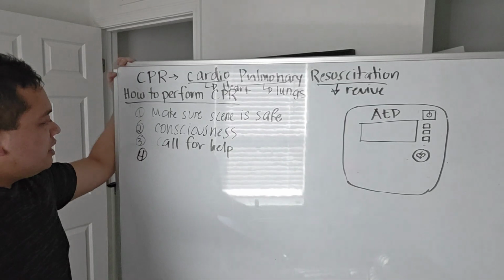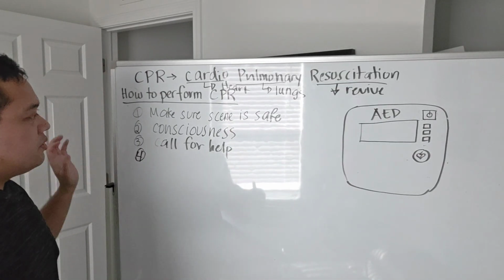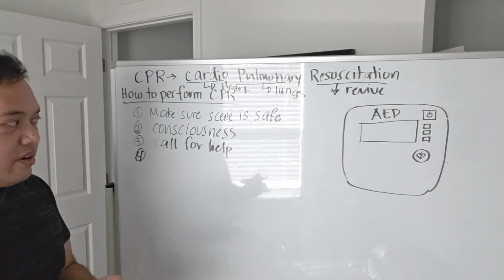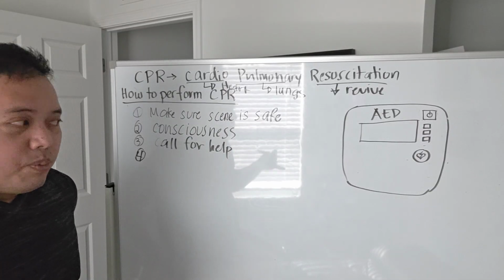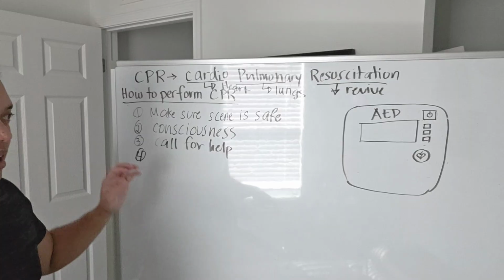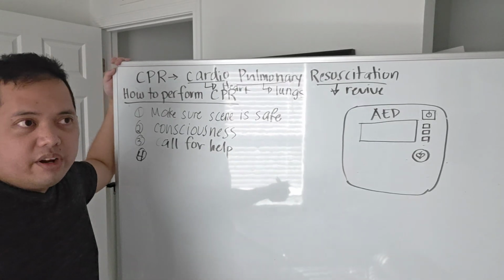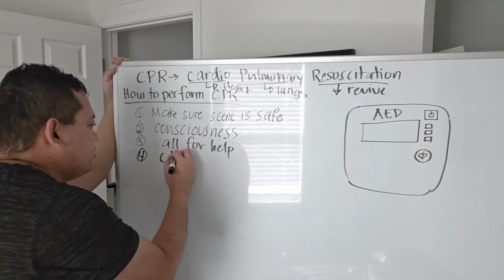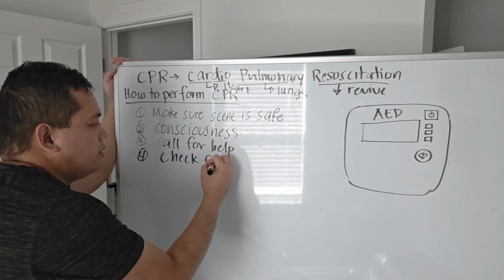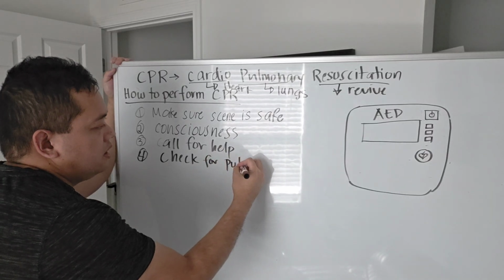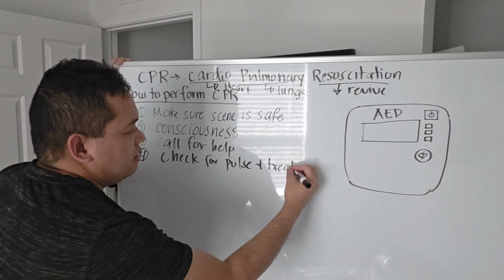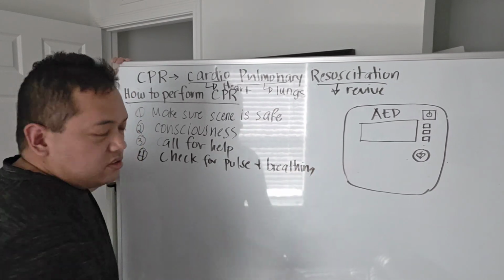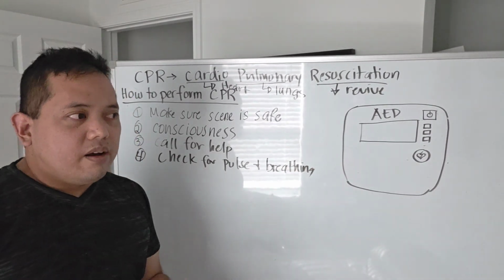All right. So whenever you're waiting for the other person, if the person is not conscious and not responding, you check for pulse and breathing first. I'm going to write down: check for pulse and breathing. So if somebody's passed out, you have to check the pulse.